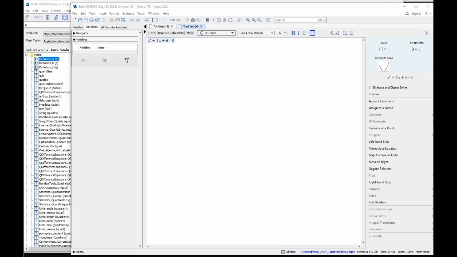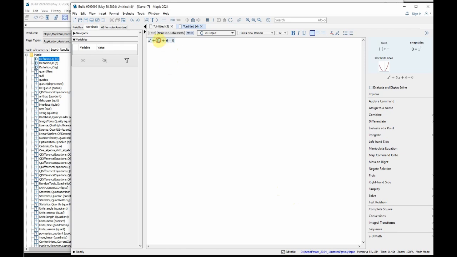Say that I'm a student brand new to the Maple ecosystem, and I don't know any of the built-in functions that are in the product. What I do know is that Maple can help me solve equations. So I have this equation right here that I would like to solve. I've typed it into Maple, but now how do I tell Maple to solve it?